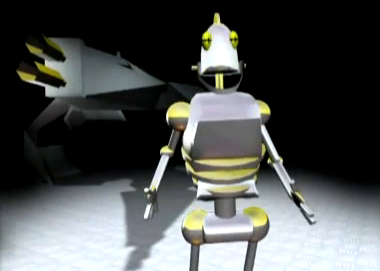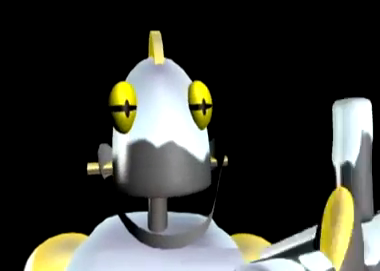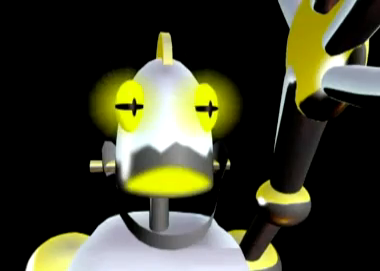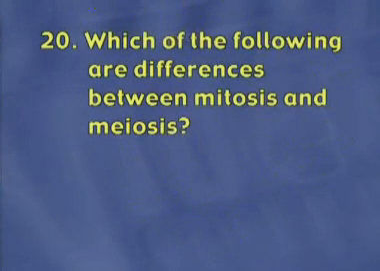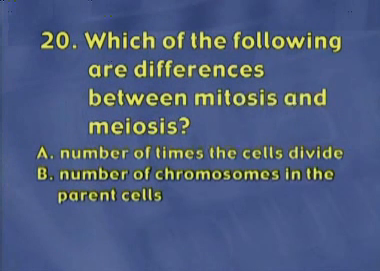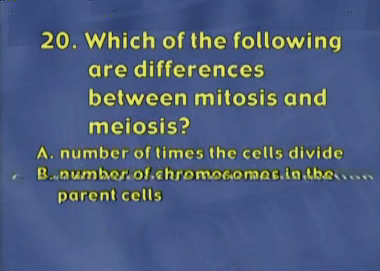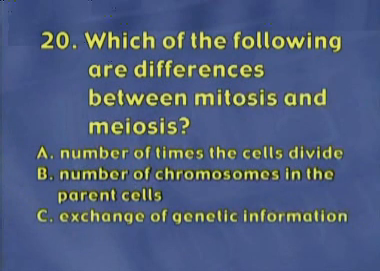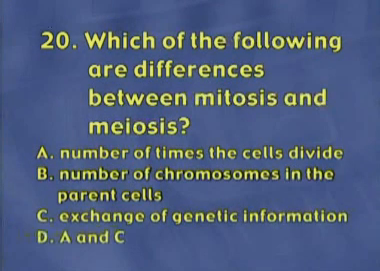Hello, I am Quizzitor. I'll take a break from my latest experiment to quiz you. Hope you all get this one right. Which of the following are differences between mitosis and meiosis? A. Number of times the cells divide. B. Number of chromosomes in the parent cells. C. Exchange of genetic information. D. A and C. Get your final answer down.